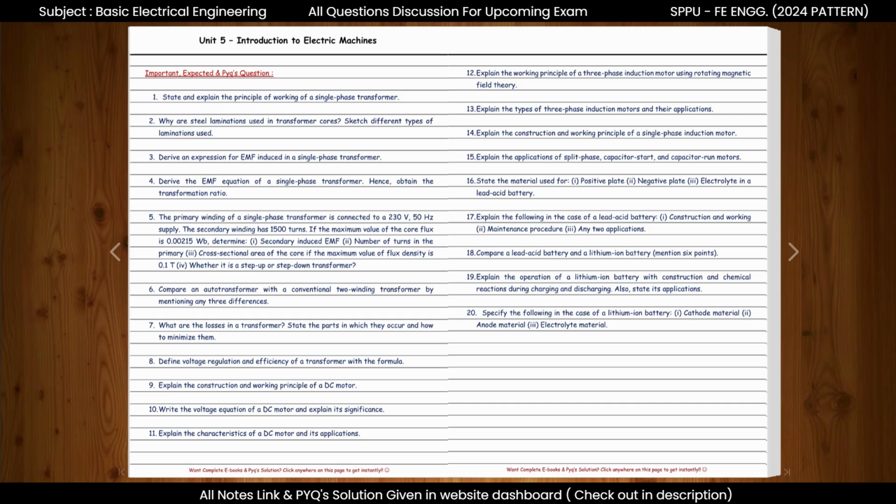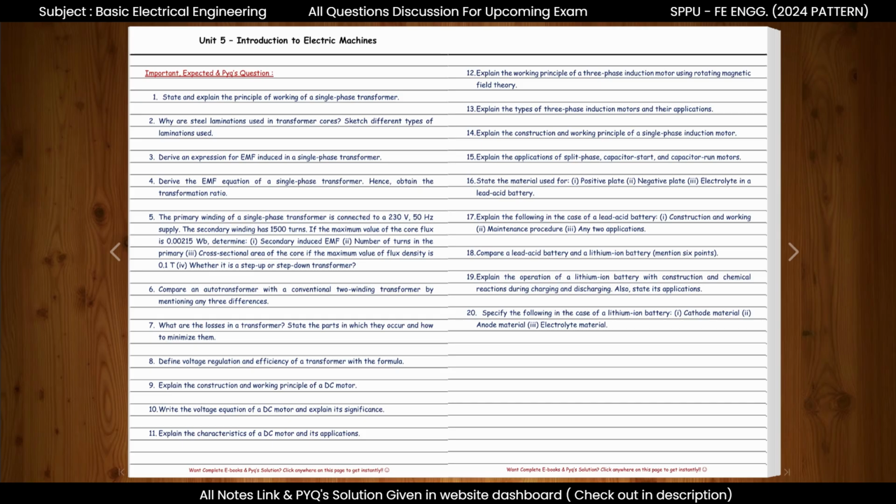Alright, let's move on to our next important topic. Why are steel laminations used in transformer cores? From this topic, we can expect questions such as sketch different types of laminations used. Steel laminations are used in transformer cores to reduce eddy current losses. Instead of using a solid core, we stack thin sheets of steel called laminations, each separated by a thin layer of insulation. This arrangement prevents large circulating currents in the core and improves the efficiency of the transformer. The laminations can be in shapes like EI type or L type.